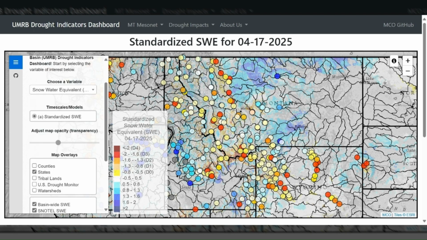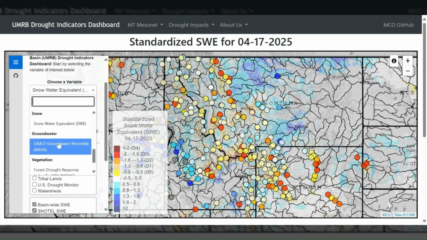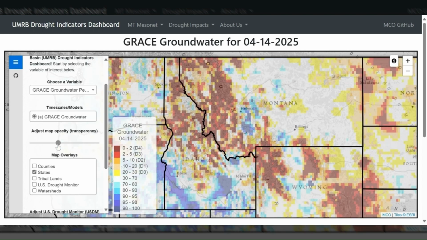Additionally, you can display groundwater and vegetation data. When you display GRACE Groundwater Percentile from NASA, it uses satellite information based on measurements of the changes in the Earth's gravity to understand how much water is stored underground. The data is expressed in percentiles, similar to the meteorological data variables, to show the change over time. For example, a low percentile indicates drier conditions, and a high percentile would indicate wetter conditions.